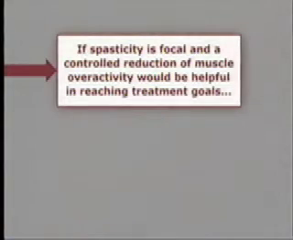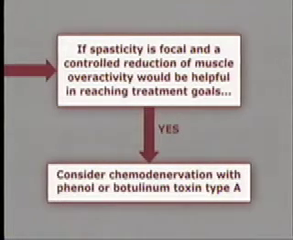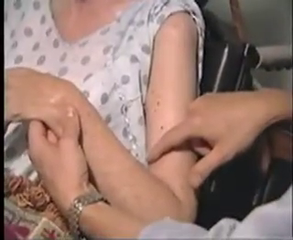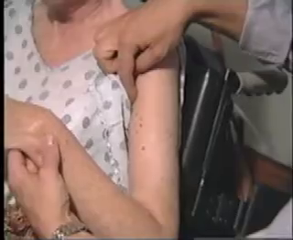If spasticity is focal and a controlled reduction of muscle overactivity would be helpful in reaching treatment goals, consider chemodenervation with phenol or botulinum toxin type A for overactive muscles. The role of phenol in the management of spasticity is very specific. If there is one group of muscles that is producing marked overactivity, such as the biceps or adductors, then you can achieve a very nice reduction in that muscle overactivity with a blockade of the motor nerve using the phenol injection technique. The key to the most successful use of phenol in management of spasticity is patient selection.